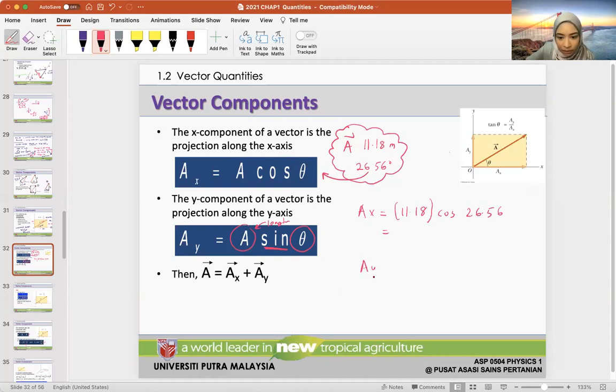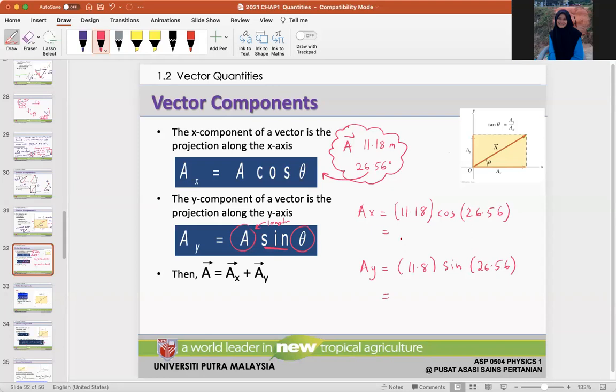And then another person, please calculate AY, 11.18 sine of 26.56. What do we get? Okay, kalau tak ada orang nak volunteer, saya akan panggil nama. AX, 10. X will be 10. AX is equal to 10. Okay, what about AY?